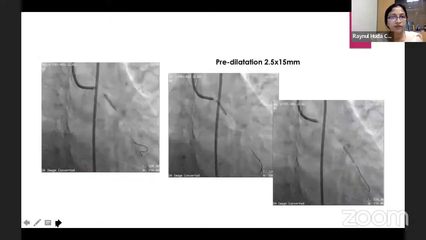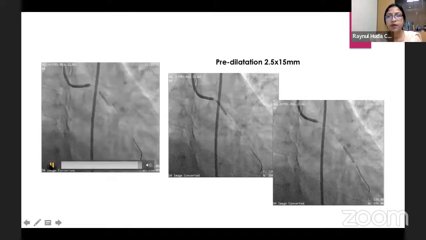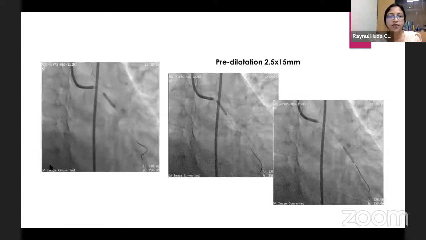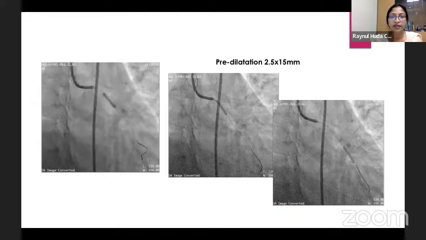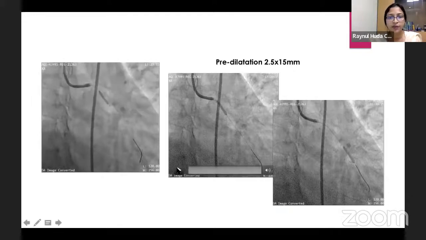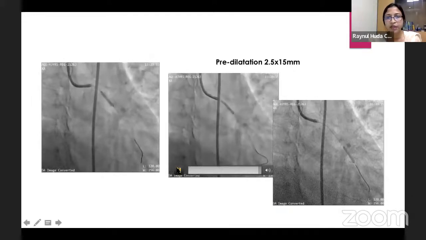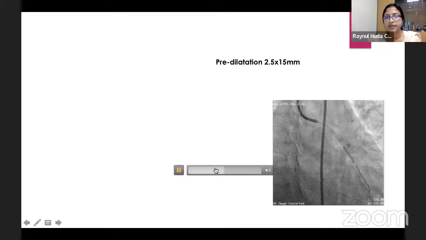What we did: pre-dilatation with a 2.5 into 50 millimeter balloon. You see there is also disease in the LM, and the LAD is also diffusely diseased. OM and LAD are also diffusely diseased. So we predilated the OM lesion and also the LCX.